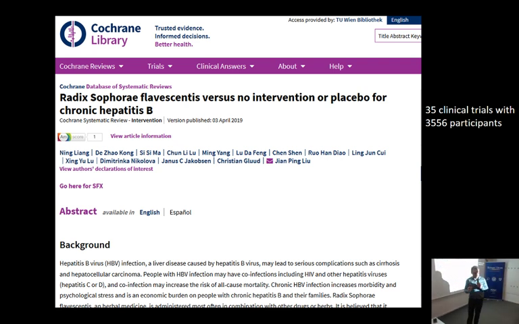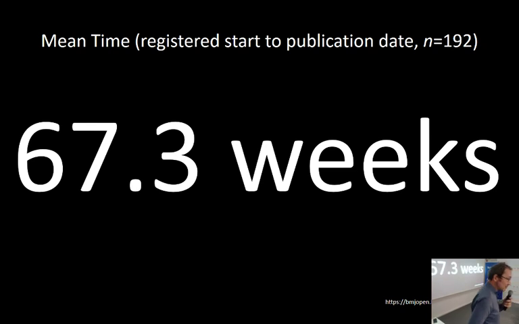Now, a question about this is, how long do you think it takes to write such a systematic review? From the time when the review is registered, so people decide to do it, until the paper is published. Shout out some numbers in weeks, on average. 2, 12, 50, 20. 67.3. That was from another study done on 192 systematic reviews. So it takes about 1.3 years to actually get the information out with more statistically significant information on which treatments are good for specific diseases.